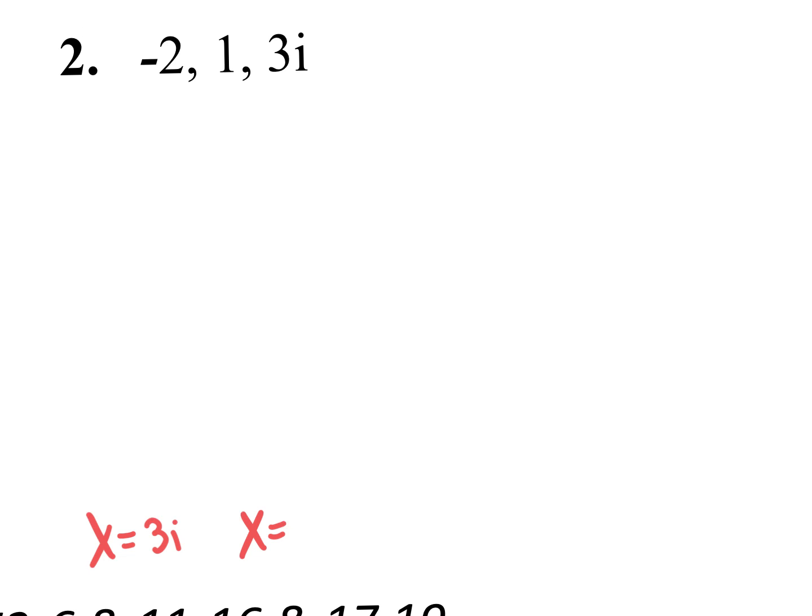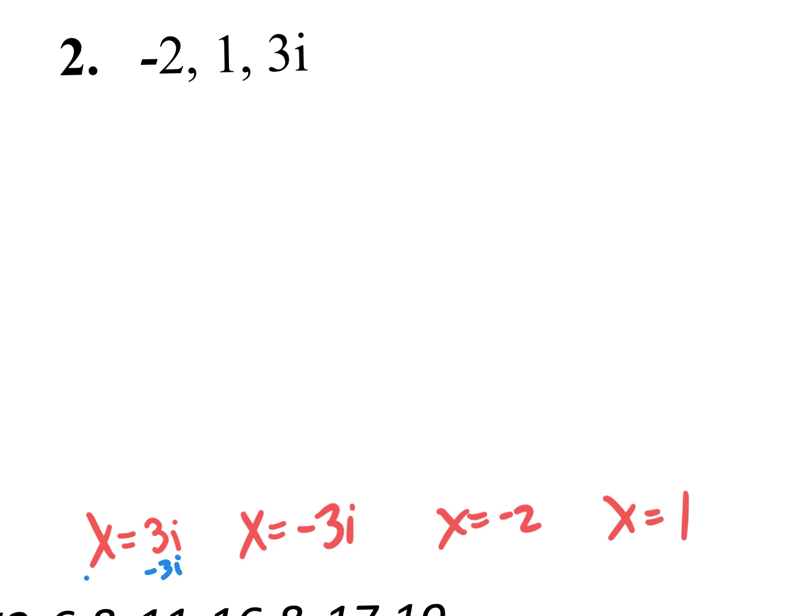If x equals 3i is an answer, what's another answer? Minus 3i. Okay. Then you got your other answers, your x equals negative 2 and your x equals 1. Those are your four answers. We need to work backwards to get to the actual polynomial function. And of course, I would always start with our imaginaries.